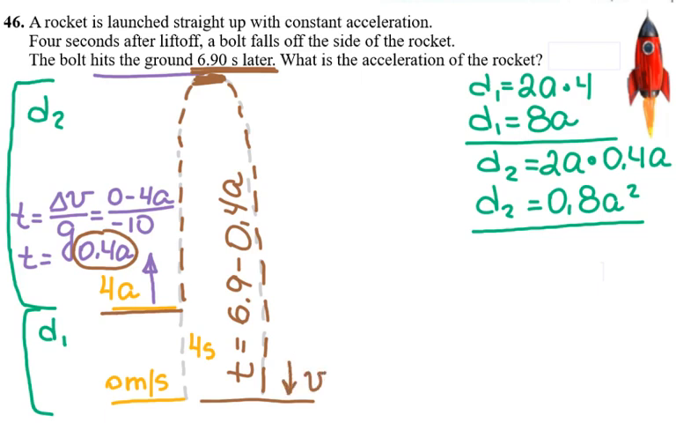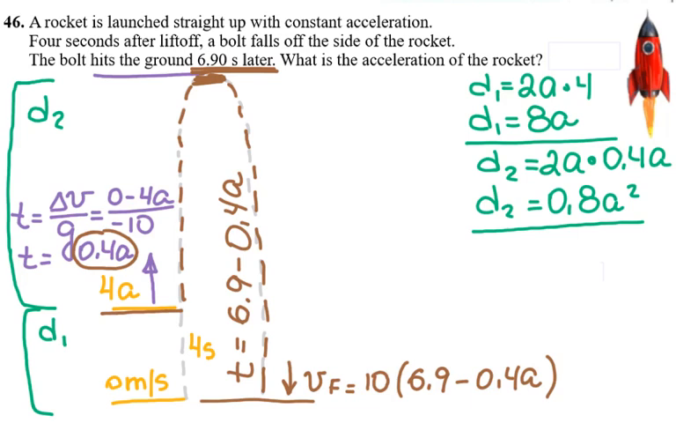This final velocity is equal to the initial velocity on the path down, which is 0 all the way at the top, plus the acceleration, which is 10, times the time. And the time is 6.9 minus 0.4a.